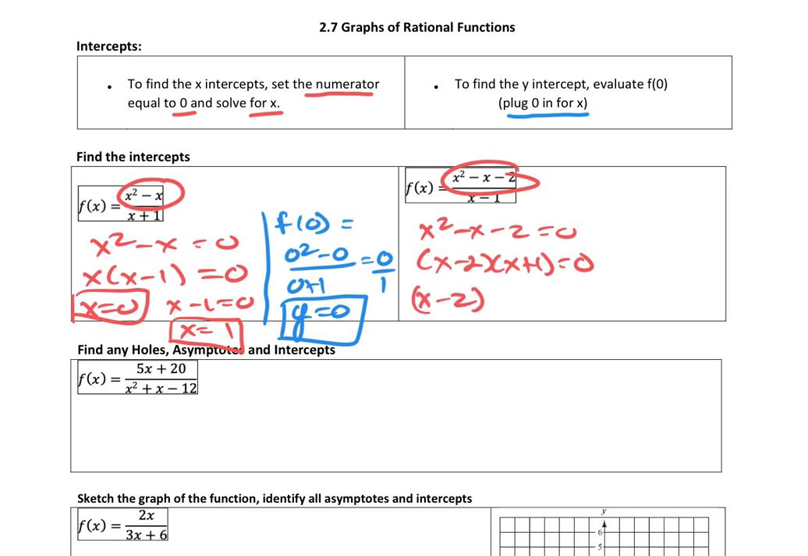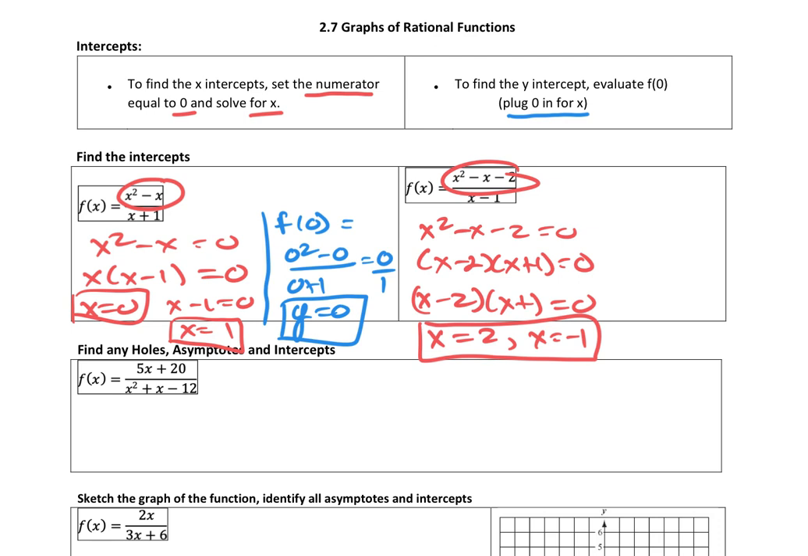By the way, important to note here, if something is a hole, we want to find our holes first. We'll talk about this a little bit later, but a hole cannot be anything else. It can't help us find a vertical asymptote. It can't be an x-intercept because there's a gap in the graph for that value. All right, if we solve these, we're going to get x equal to 2 and x is equal to negative 1. And those are going to be your two x-intercepts.